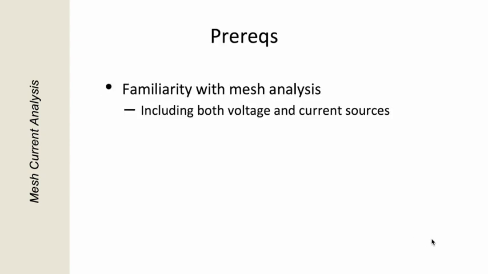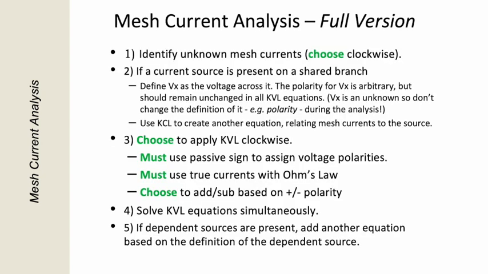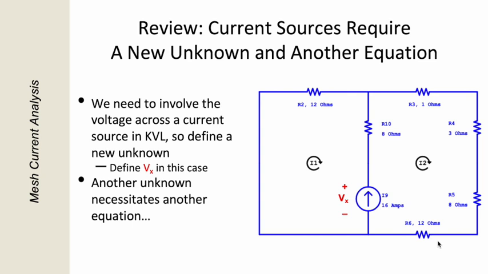You'll need to be familiar with doing a mesh analysis that involves both voltage and current sources in order to use this technique. So here's the method that we talked about before, and as you see, it includes this step for handling a current source that involves defining a new voltage, a new unknown associated with the voltage across the current source, as well as a new equation. Here's an example of that as a review.